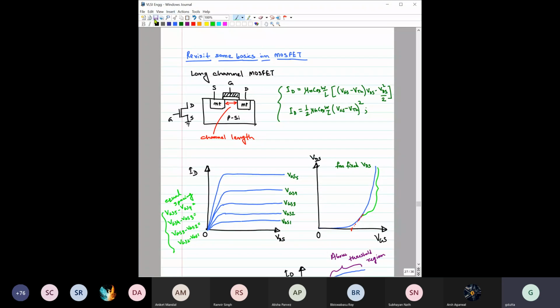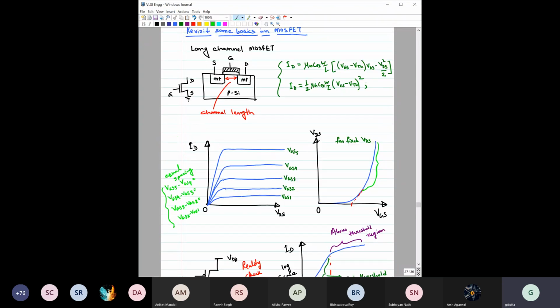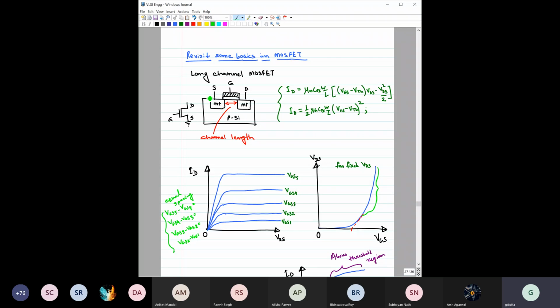Right. So quickly, before we go to the subthreshold slope, I'll discuss some things. I have discussed earlier that the equations and analysis we have done so far are valid for a long channel MOSFET. Long channel means the channel length is sufficiently long. Which gate length is long channel and which is short channel is a separate discussion, but long channel is when the gate length is significantly long.